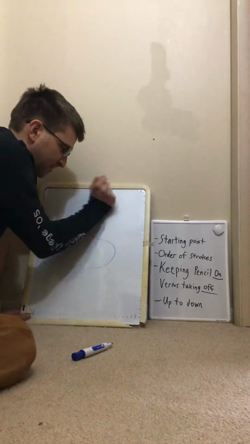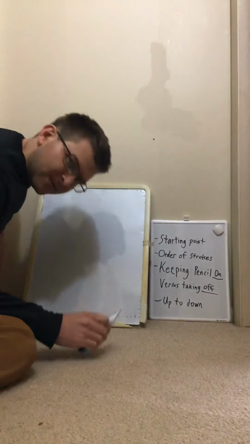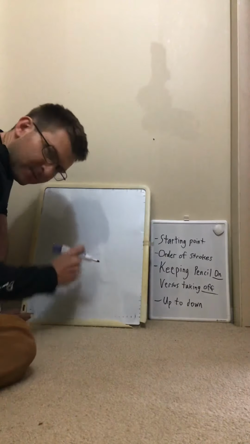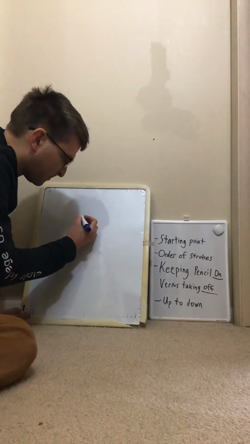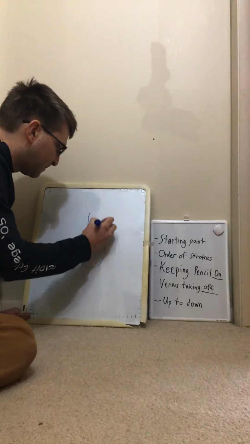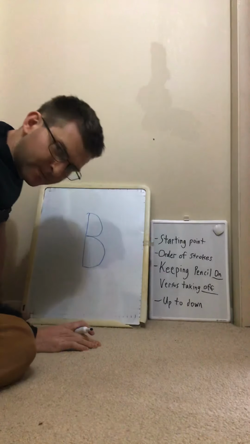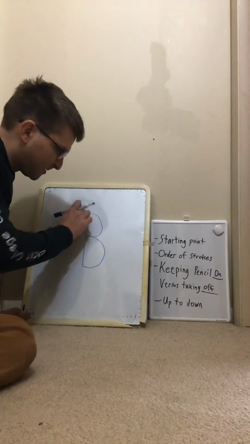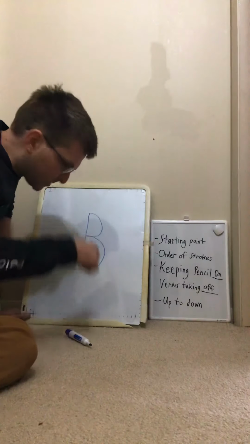The wrong way to write the letter B, and you might see this in some of our kids, is down, up, up. That's the wrong way to do it. You want to start up here. So keep that in mind.